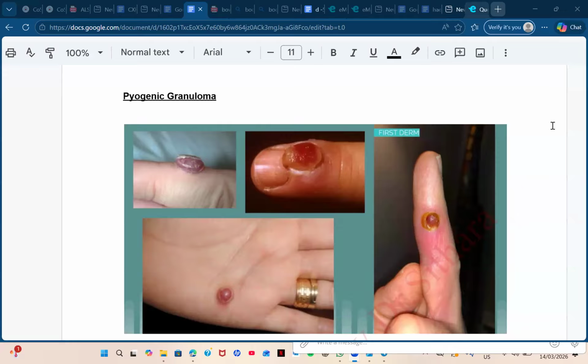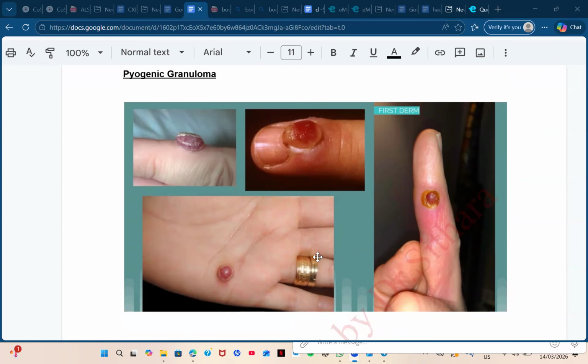So how does pyogenic granuloma present? What is it, doctors? Pyogenic granuloma. How does it present? Another hot topic of AMC, right? They really like to ask about this. Yes, this pyogenic granuloma is a benign proliferation of capillary blood vessels on the skin or oral cavity.